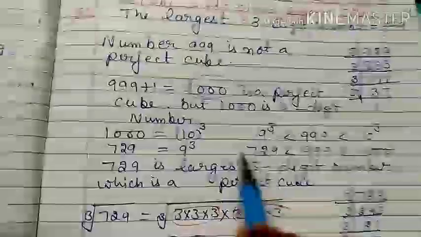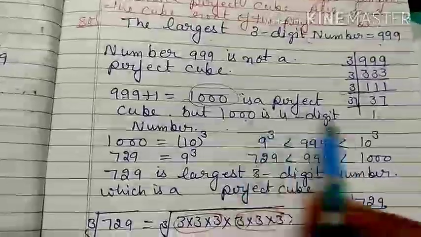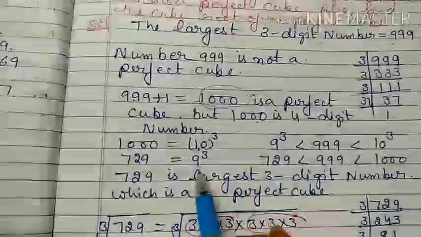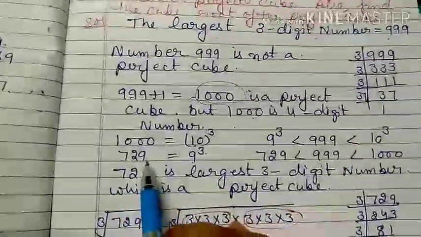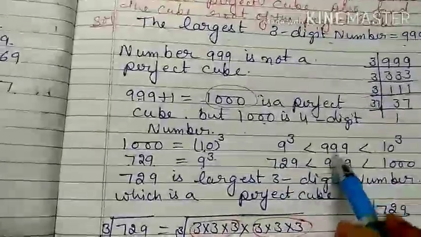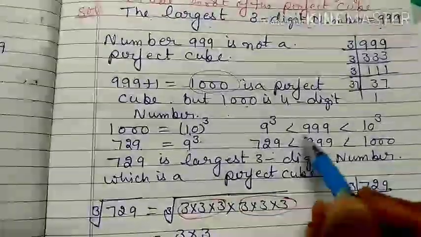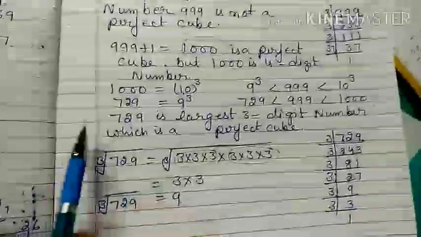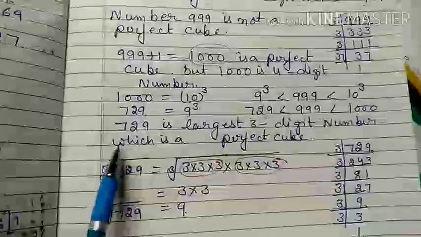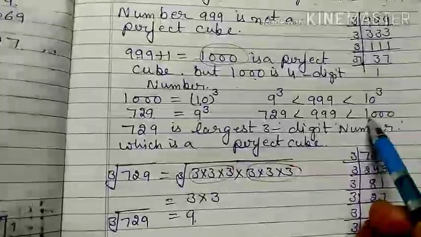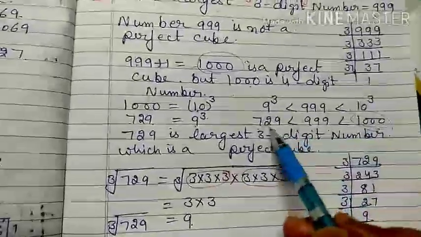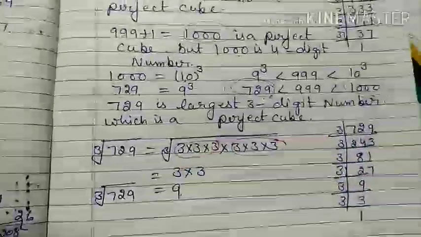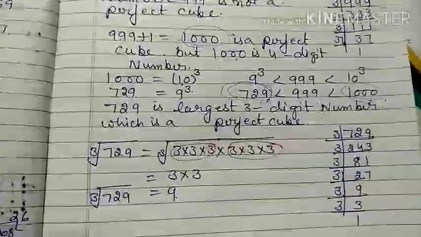So what I check is, 1000 is the cube of 10, so I check the previous number of 10, which is 9. 9 cube is 729. So if I check with 999, 729 is less than 999 and less than 1000. So 729 is the largest 3-digit number which is a perfect cube. So we will not choose the 4-digit number, we will choose this 3-digit number. When you find the cube root of that, it gives you 9. Thank you. Have a nice day.